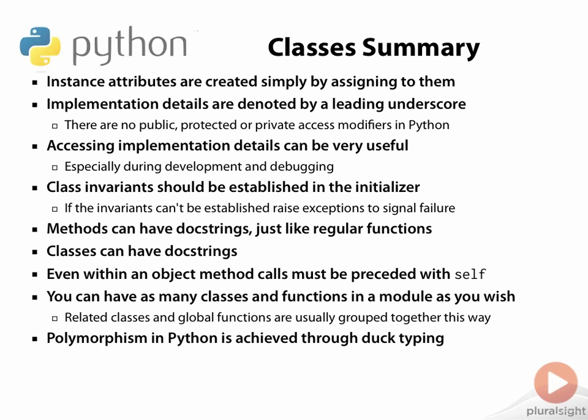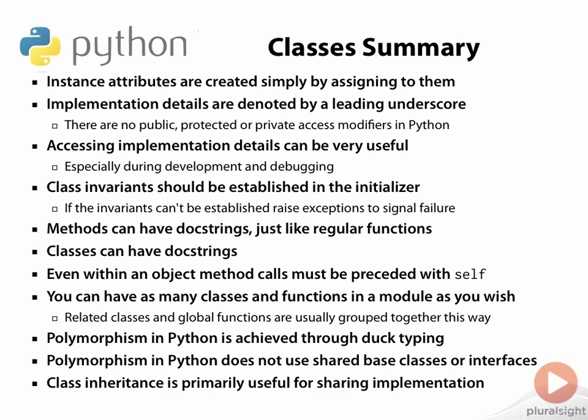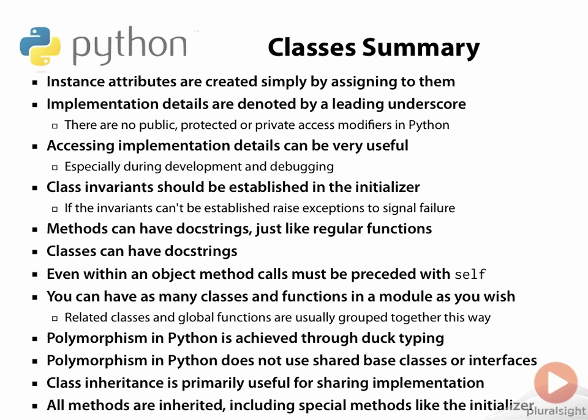Polymorphism in Python is achieved through duck typing, where attributes and methods are only resolved at point of use. This is called late binding. Polymorphism in Python does not require shared base classes or named interfaces. Class inheritance in Python is primarily useful for sharing implementation rather than being necessary for polymorphism. All methods are inherited, including special methods like the initializer.